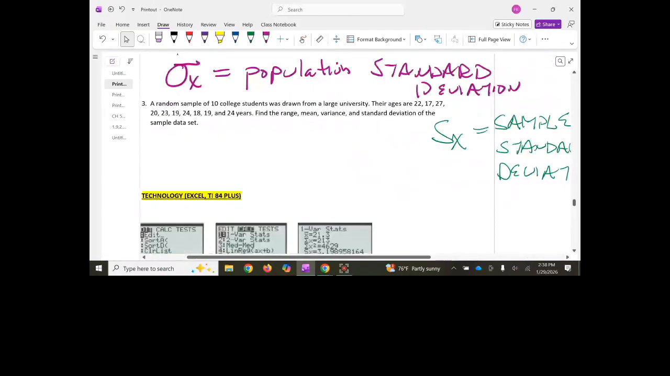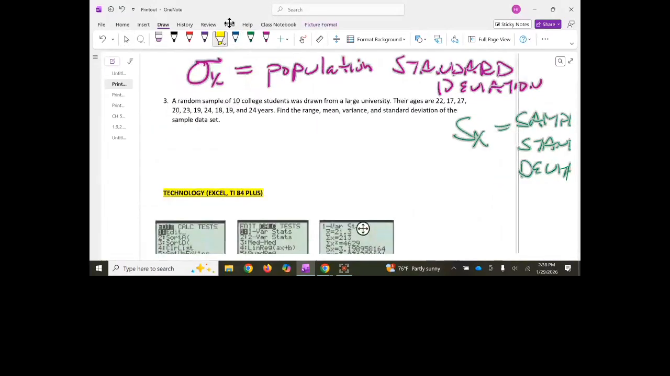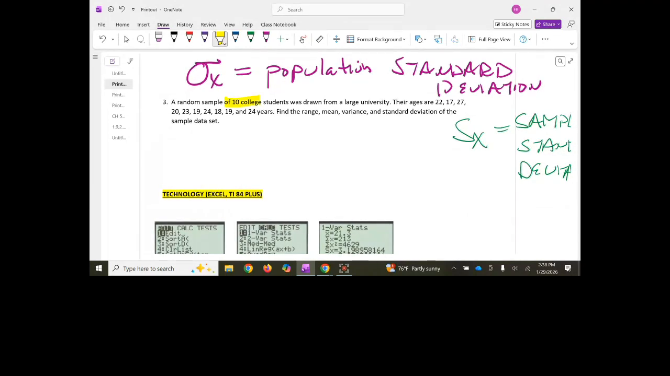It says a random sample of 10 college students withdrawn from a large university. Their ages are 22, 17, 27, 20, 23, 19, 24, 18, 19, and 24. Can we find the range, the mean, the variance, and the standard deviation of the sample set? Y'all, I know we can find the range real easy, breezy, cover girl.